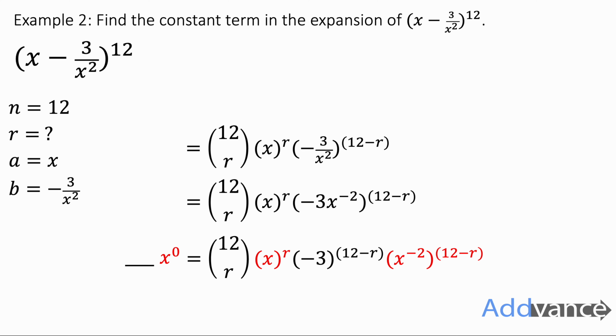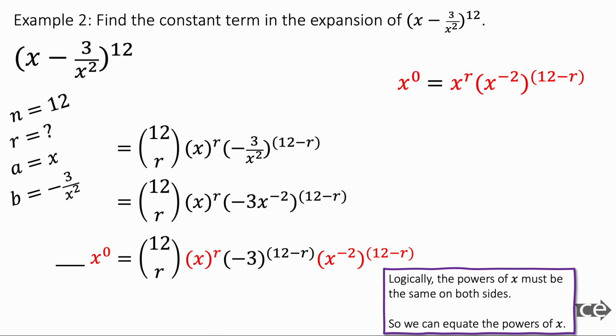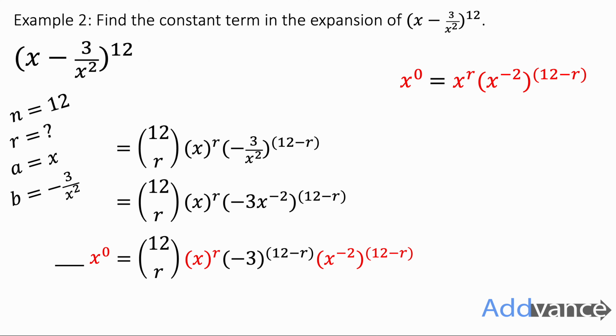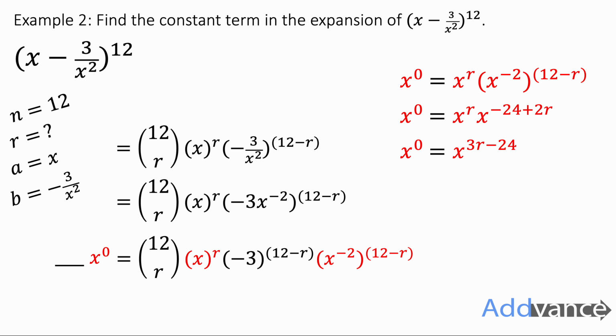So therefore, x to the power 0 is the same as x to the power r times x to the minus 2 to the power 12 minus r. And we know that because logically the powers of x must be the same on both sides. So we can equate the powers of x. This is getting somewhere, so let's keep going. We're going to simplify that x to the minus 2 to the power 12 minus r. It's going to be minus 2 times 12 is minus 24, minus 2 times minus r is plus 2r. So we've got a power to the power, we can just multiply the powers.